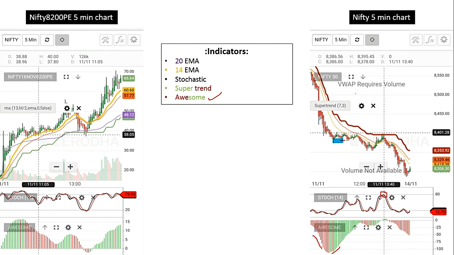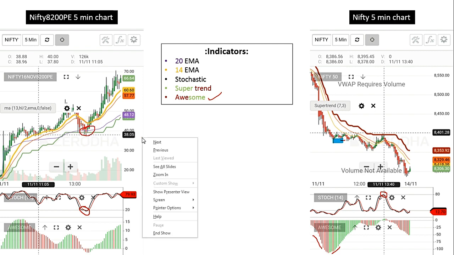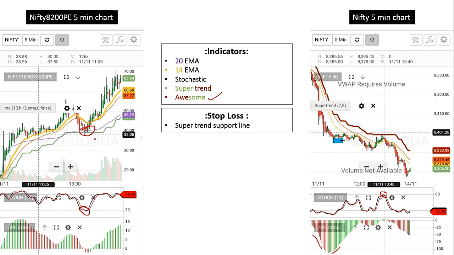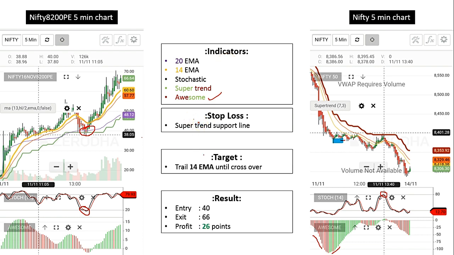As we saw, it rallied based on the Nifty's fall in the morning, and similarly it hit the stochastic low at 20. This is where our entry point was. Based on this, we entered at 40 with a stop loss of the super trend and the target of the 14-day exponential moving average crossing the 20-day.